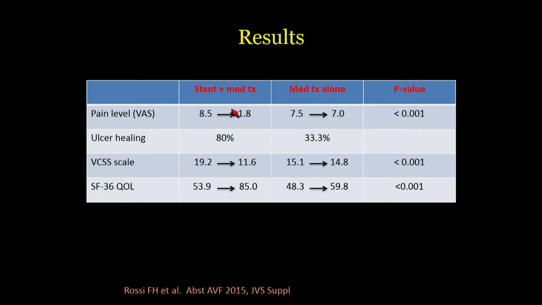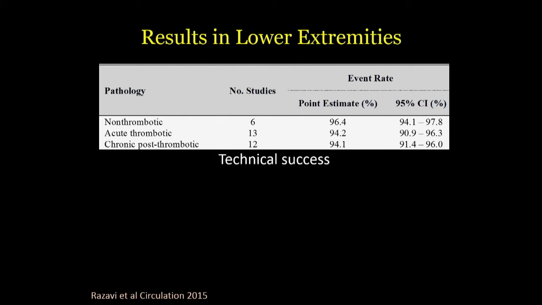Interesting. If you look at the patients who had stent and medical therapy versus those who got medical therapy alone, the pain level was significantly improved. Ulcer healing they did not test, but the VCSS score again significantly improved, and the quality of life also was statistically significant. This shows that in those patients who do have true venous outflow obstruction and chronic venous insufficiency, relieving the obstruction helps patient clinical outcome.